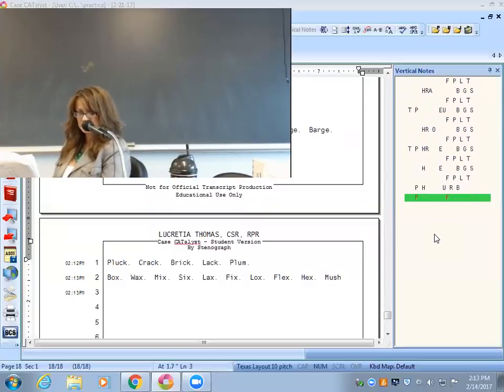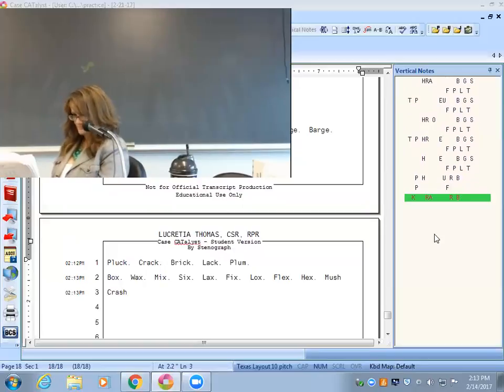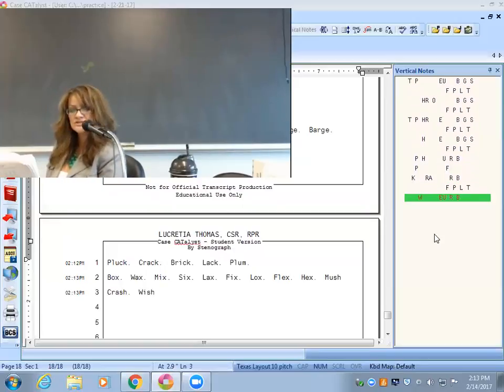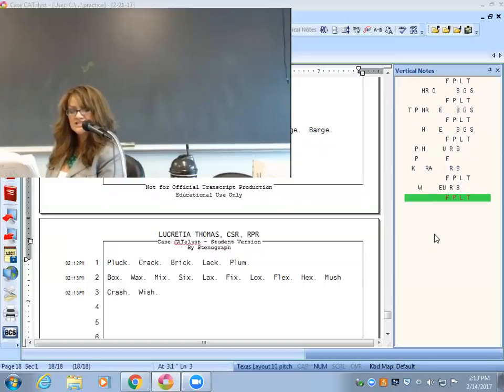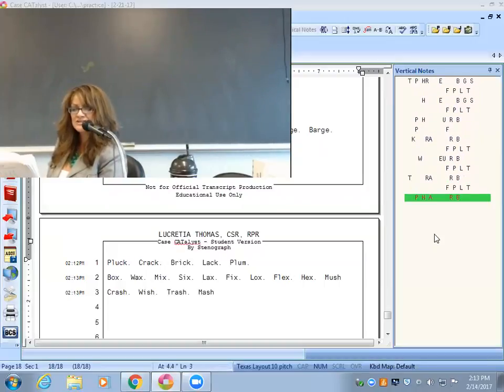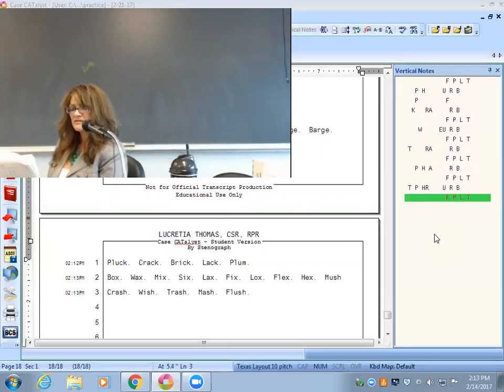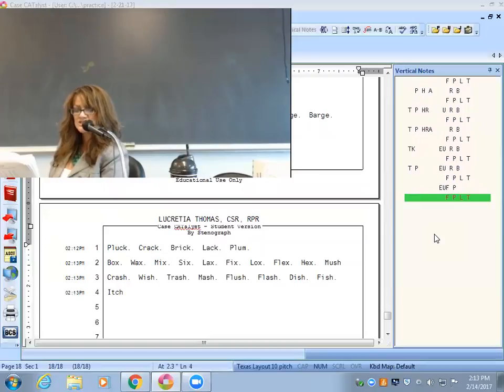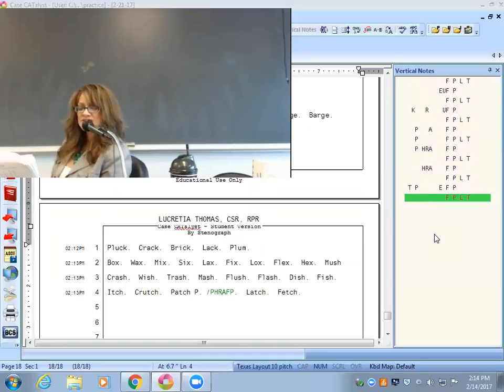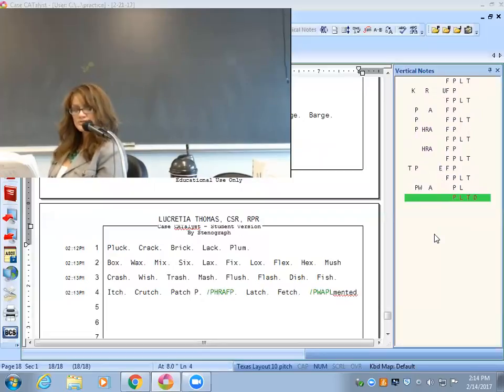Mush, crash, wish, trash, mash, flush, flash, dish, fish, itch, crutch, patch, match, latch, fetch. Remember, all these end in the CH, so you're going to write FP. Batch, twitch.